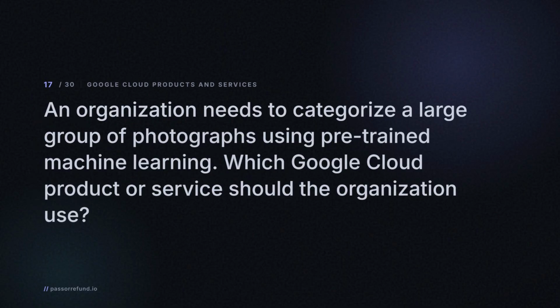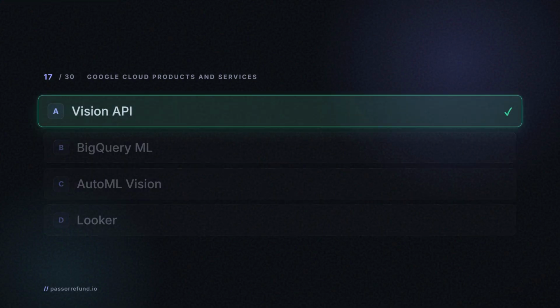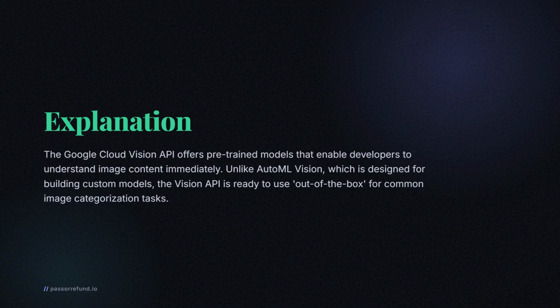Okay, here's the next one. An organization needs to categorize a large group of photographs using pre-trained machine learning. Which Google Cloud product or service should they use? The right answer is the Google Cloud Vision API. It has pre-trained models that help developers instantly understand what's in an image.